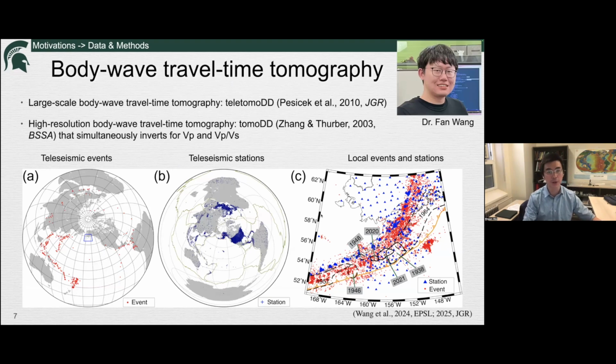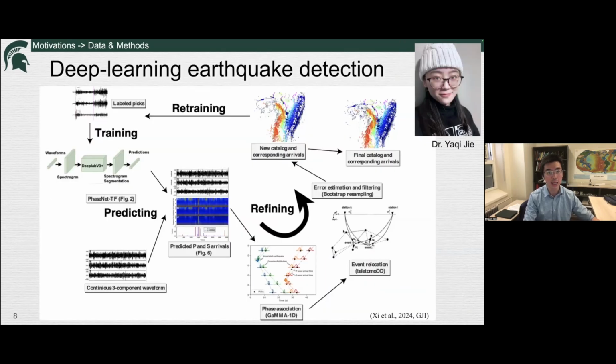A lot of names over here, but I want to briefly explain what we do very quickly. One part we do is travel time tomography. This is a very standard technique, mainly done by my former student, Dr. Fan Wang. These are all the earthquakes and all the seismic stations we use, to try to image Vp and Vp/Vs ratio. And this is another work by another former student, Dr. Yachi J.